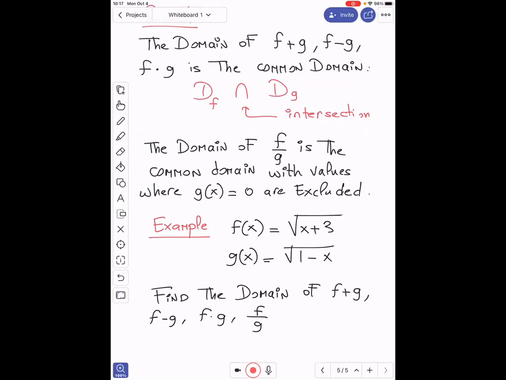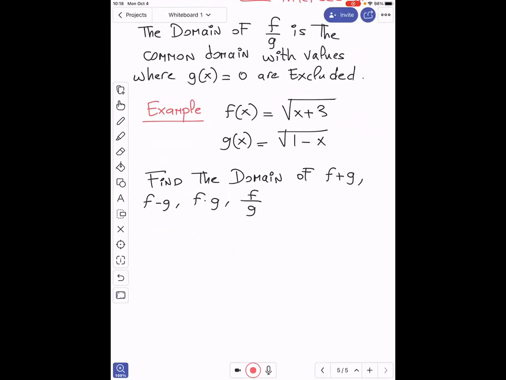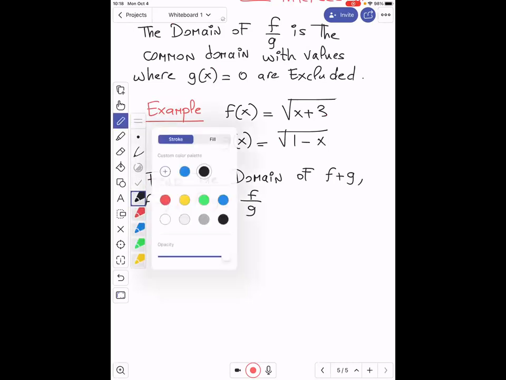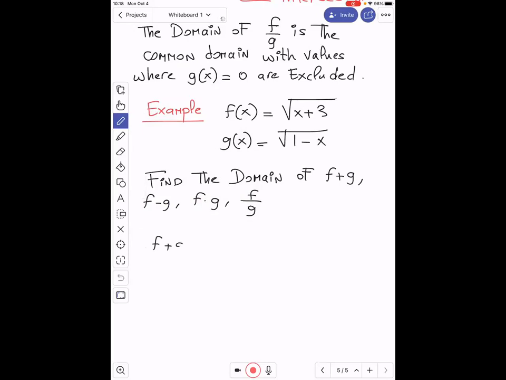In this example, the goal is not really to compute f plus g or f minus g or f times g, etc. You don't have to compute f plus g of x. Of course, that would be f of x plus g of x, so the square root of x plus 2 plus the square root of 1 minus x. That's my f plus g of x. But in this exercise, you don't have to compute it. That's not the point here, okay?